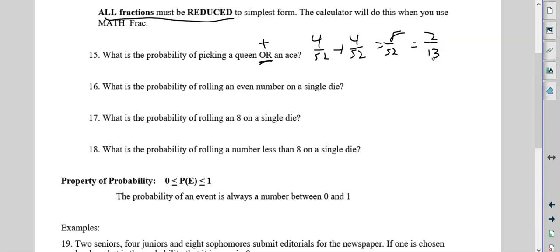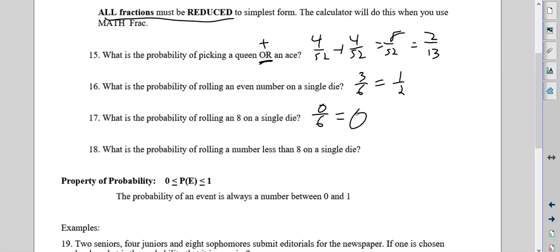What's the probability of rolling an even number on a single die? Well, there's 3 possible outcomes out of 6 numbers. So 1 out of 2, 50-50 chance. What about getting an 8 on a single die? Well, it ends at 6, unless you're playing D&D. So that's 0 out of 6, which is 0.